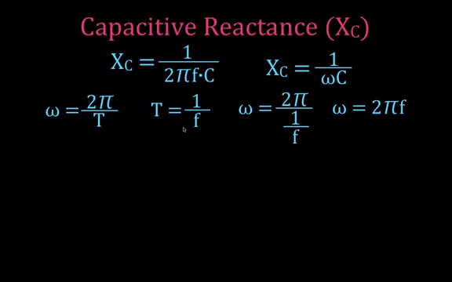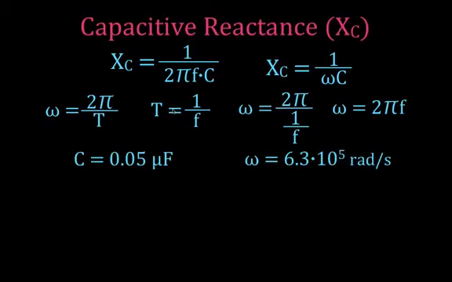Okay, so there are two ways you can calculate omega. Omega is equal to 2 pi over T, but it's also equal to 2 pi times f, because the frequency and the period are inversely proportional. All right, so let's do the same kind of problem where we have a capacitor with a capacitance of 0.05 microfarads. Now I converted the previous 100 kilohertz source. This would be the equivalent angular velocity, 6.3 times 10 to the 5 radians per second.